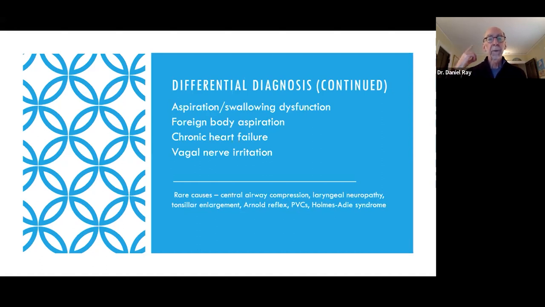Arnold's reflex, so that's that vagal reflex from the ear canal. I've seen chronic cough caused by hearing aids, particularly the ones with the really long internal component. So if you have an older patient with a cough, you can take out their hearing aid and put it back in. If they're coughing a lot associated with that, you may consider the hearing aid as the culprit. People that are having ventricular ectopy sometimes will cough. And then there are a series of these rare neurologic syndromes.